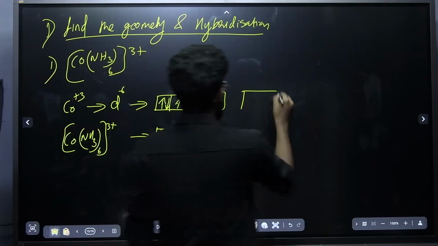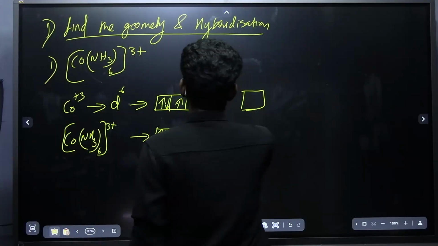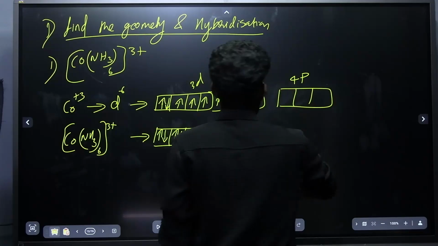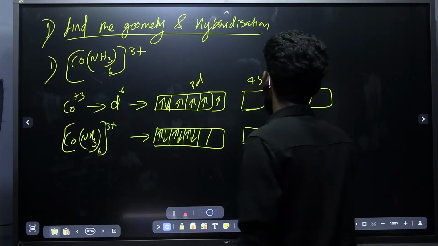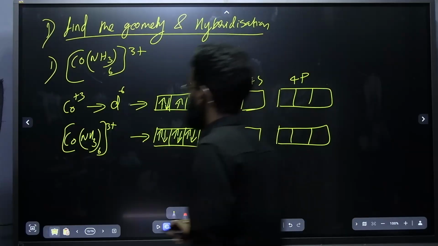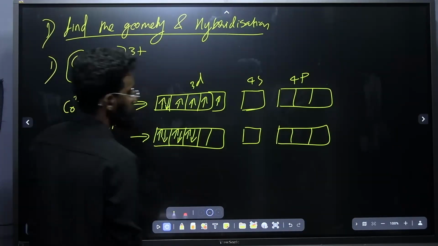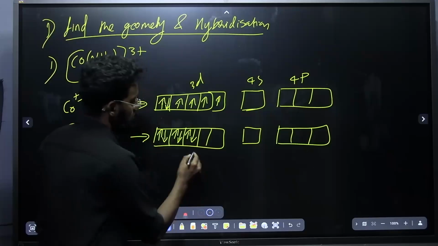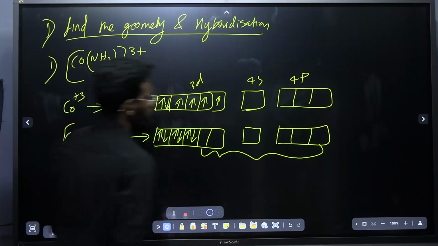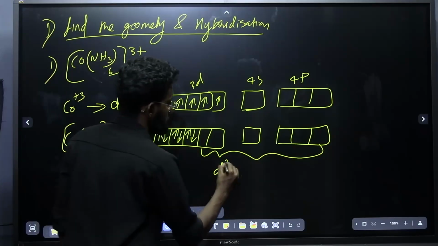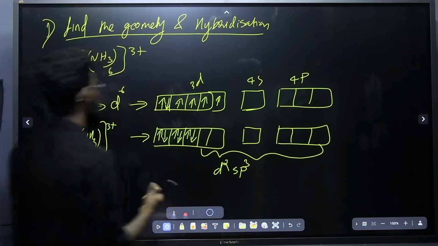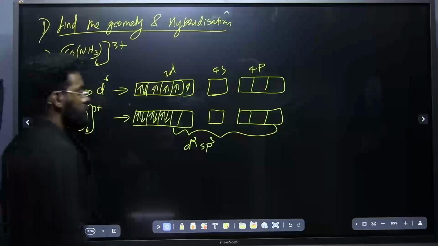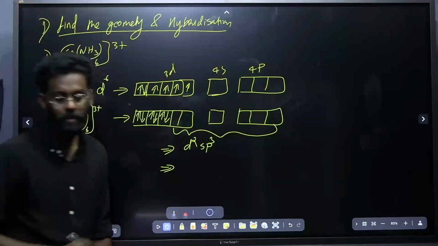Now there will be 3d, then 4s, then 4p orbitals. How many orbitals do we need? There are 6 ligands, so we need 6 vacant orbitals to accommodate the NH3. So what will I be taking? I will be taking these 2 d orbitals, 3 p orbitals and 1 s orbital. So d2sp3 is the hybridization of this particular complex. And if it is d2sp3, what is the geometry?